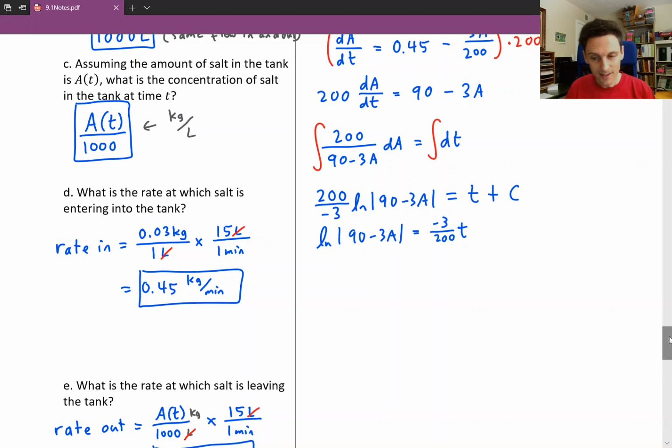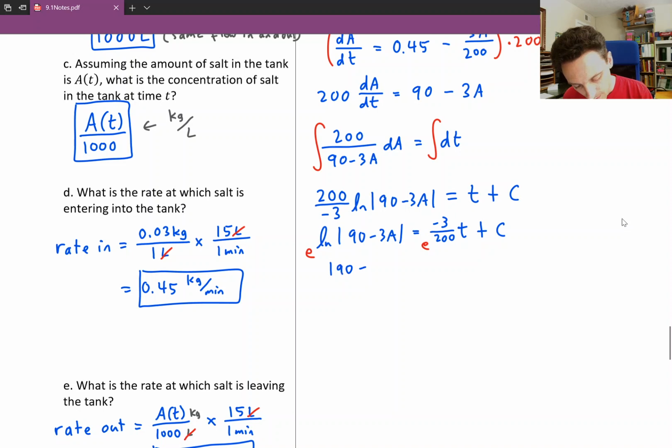And here I'm going to be a little bit floppy. Like we mentioned in a previous video, if we multiply negative 3 over 200 by C, that can just be rewritten as another constant. But here I'm just going to say that the C absorbs that other constant. If you do -3/200 times a constant, it's still a constant. So I'm just going to leave that C alone. The C is going to absorb the impact of being multiplied by -3/200. Now we're going to apply the exponential to both sides. We're trying to solve for A.